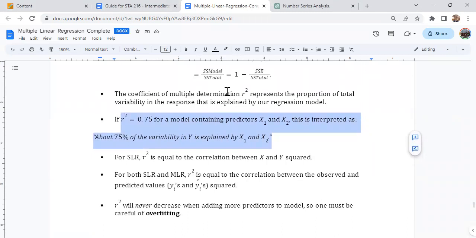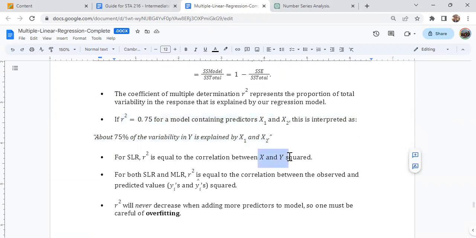And the reason it's denoted R squared is because it's actually a correlation coefficient that is squared. Specifically for simple linear regression, R squared is equal to the correlation between X and Y squared. But generally, in multiple linear regression, you have several predictors, and it's actually equal to the correlation between the predicted values, the Y hats, and the observed Ys themselves, squared.